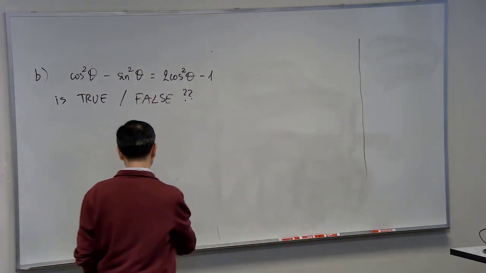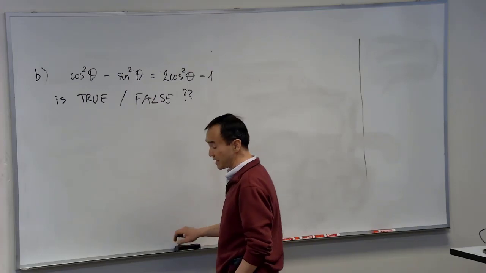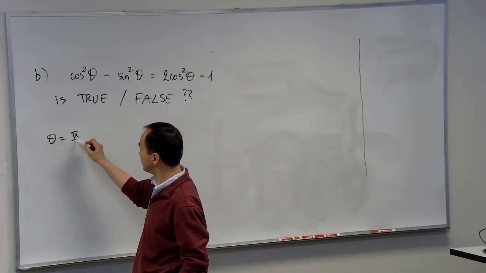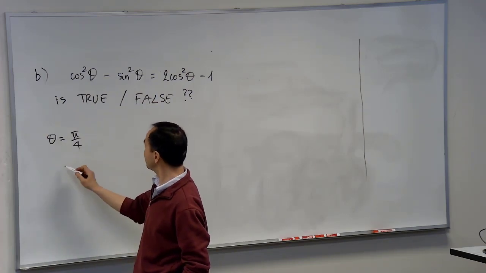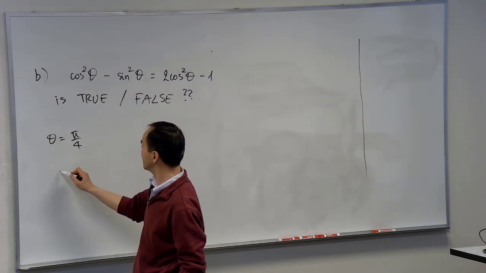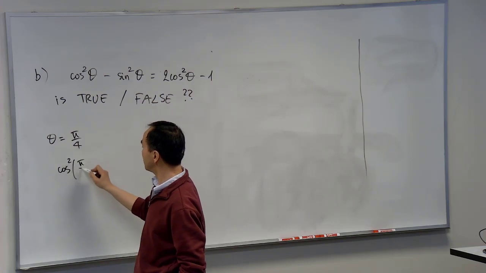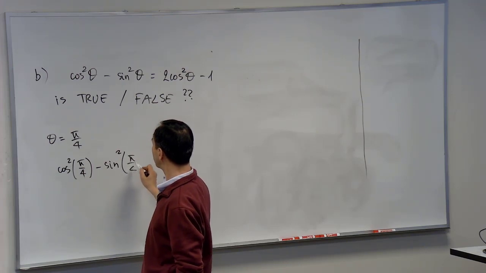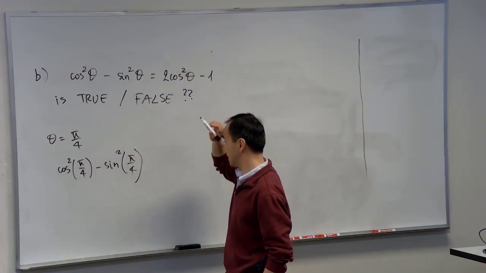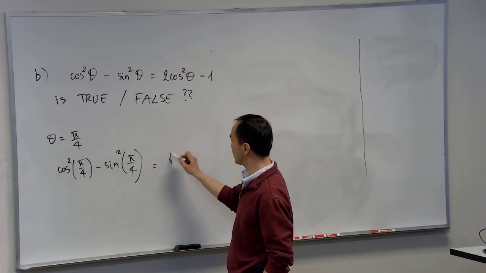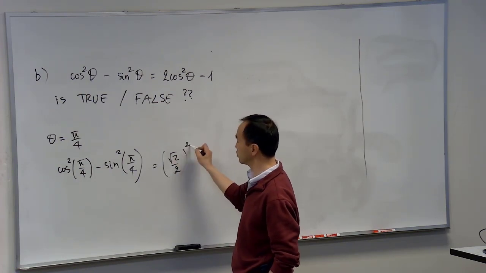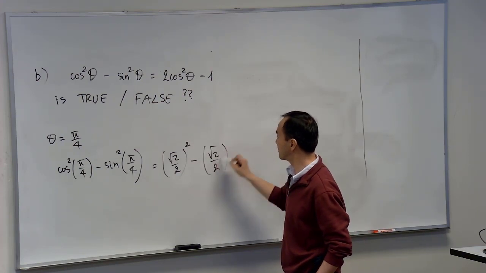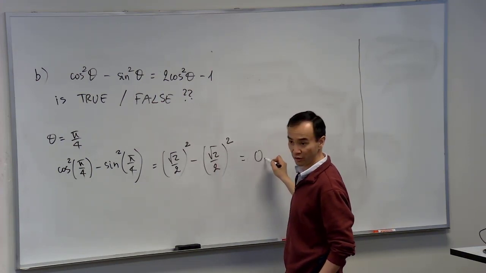So the logical steps again: let's try with as many counterexamples as we can. Okay, theta equals pi over 4. What do we have? Left hand side gives me cosine squared of pi over 4 minus sine squared of pi over 4. That's the left hand side. And that comes out to square root 2 over 2 all squared for the cosine squared, minus square root 2 over 2 all squared for the sine squared, and that equals 0 as you already knew.